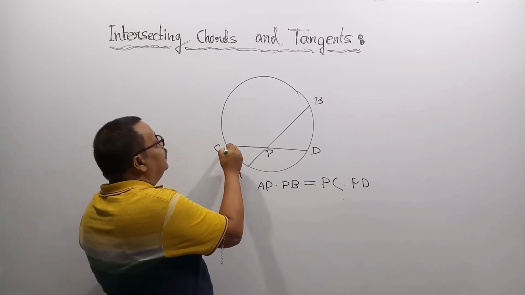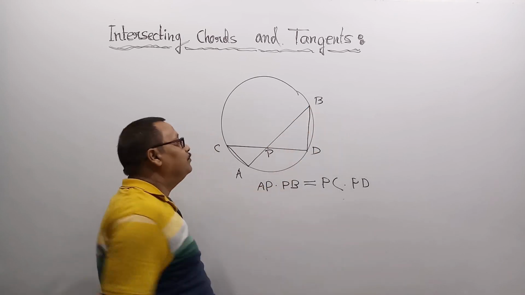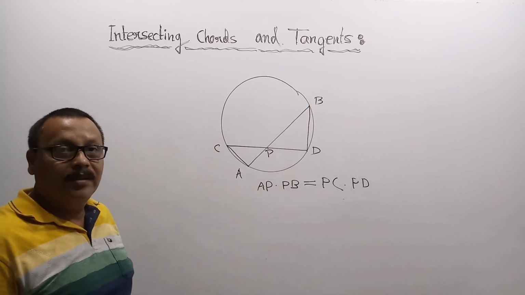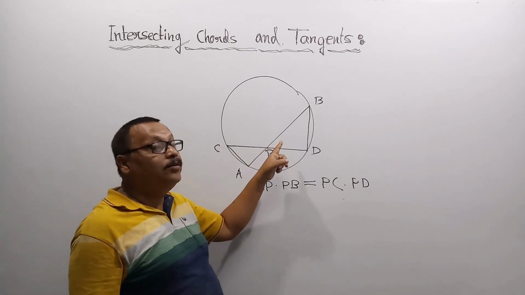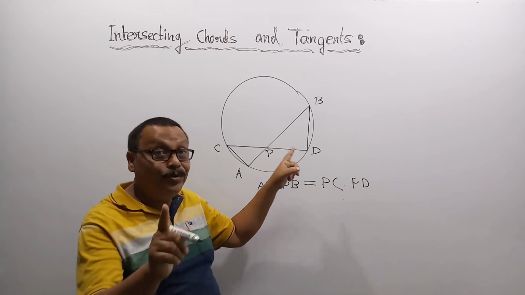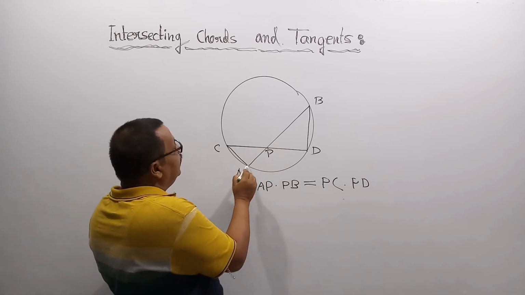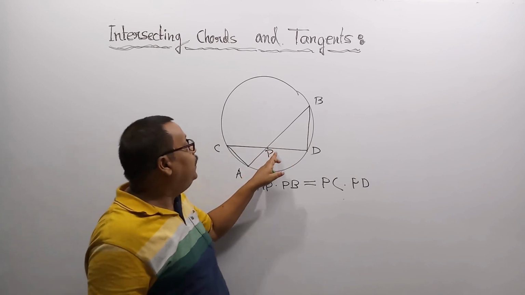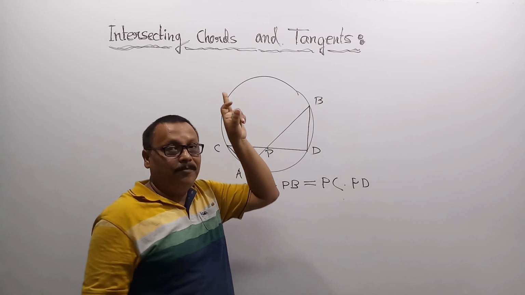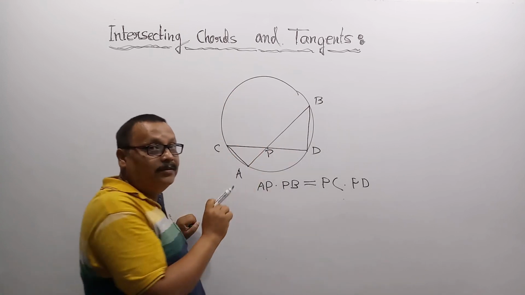Join AC and BD. Clear? This is the chord structure. How many triangles did you get here? Two triangles. What are the triangles? One triangle is APC. Another one is PDB. And what are the relations between these two triangles?